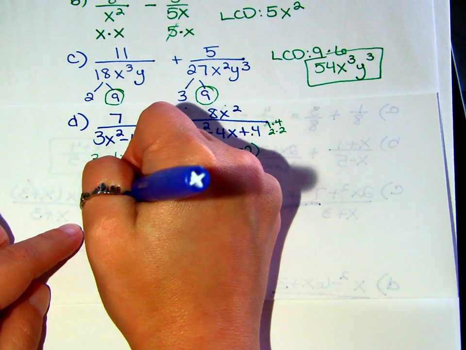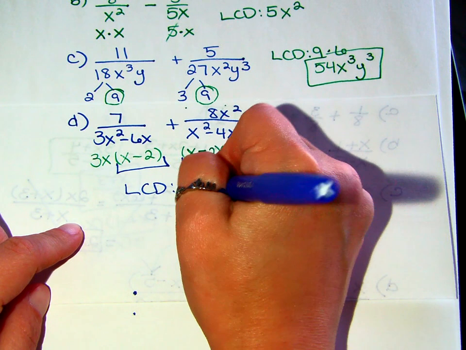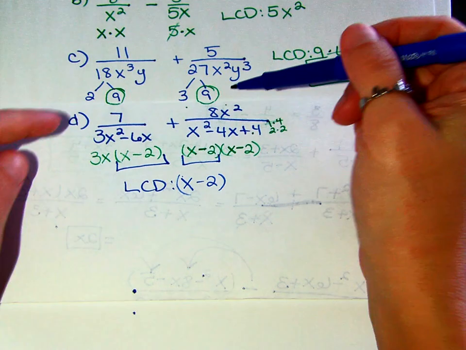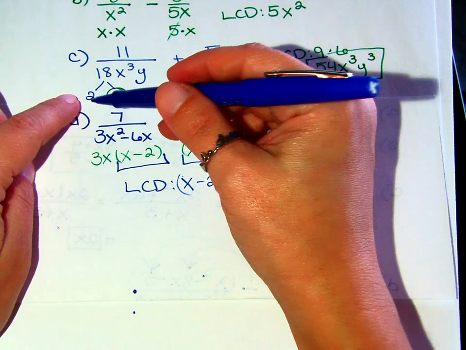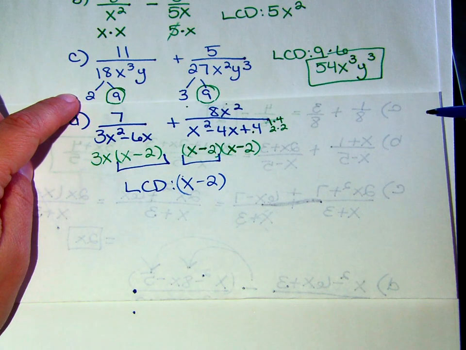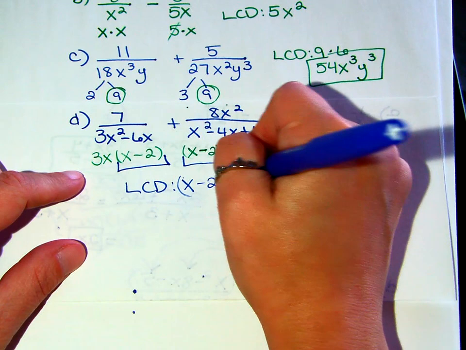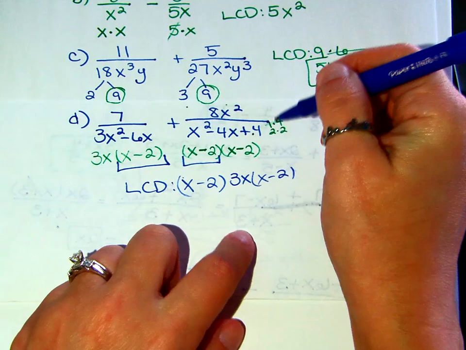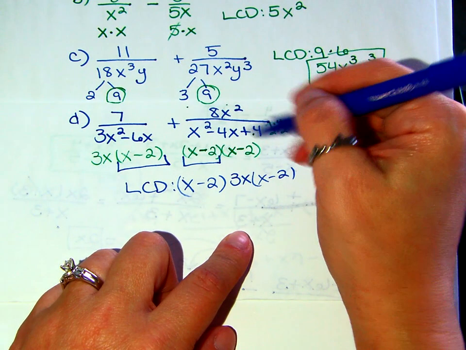So the first thing I write is that x minus 2 that they share. Now, just like with our other one up here, after I wrote down what they shared, I had to write down everything they didn't share. So I do have to write down this 3x. And I do have to write down this other x minus 2 because the second term over here had 2 of those. The first one didn't. So I had to write down both.